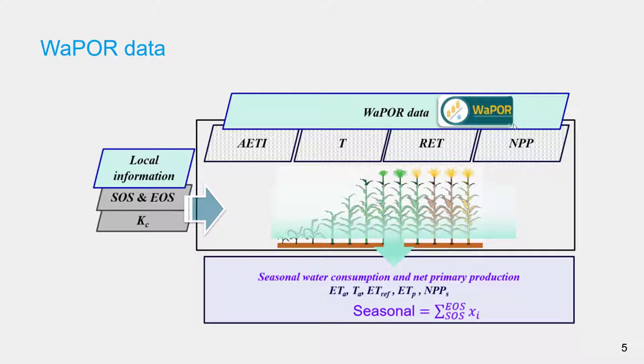WAPOR data, as you may already know, is data published by the Food and Agriculture Organization, FAO, on various parameters relevant to crop monitoring and agriculture water management. WAPOR represents data for water productivity assessment using open access remote sensing data. In this case, we will compute the seasonal water consumption and net primary production by summating all the data between the start of the season and end of the season.